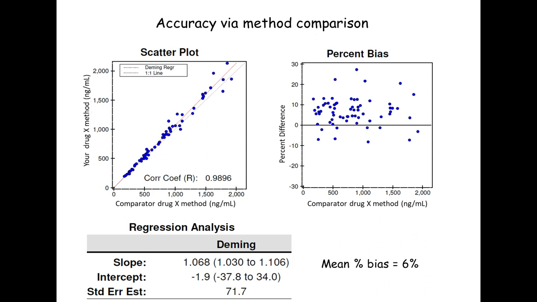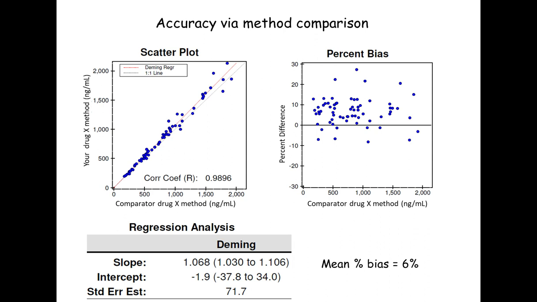So this is just an example here. We measured our drug X with our method, and then in a comparator method with 66 patient samples. And as you can see, the correlation coefficient was 0.9896, and the slope of the line was 1.068. So that indicates that we have a little bit of a positive bias in our method. If we then look on the right-hand side, we can see the percent bias plot, and you can visualize easier here that there is definitely a positive bias. So if we take an average of the bias of all the samples, we come up with a mean percent bias of 6% between us and the comparator method.